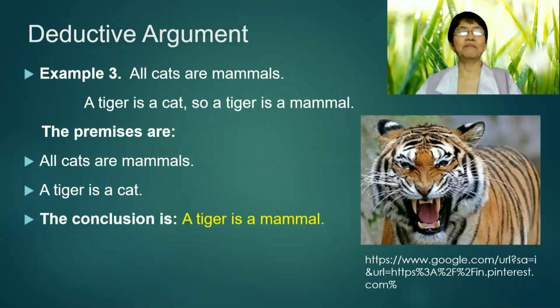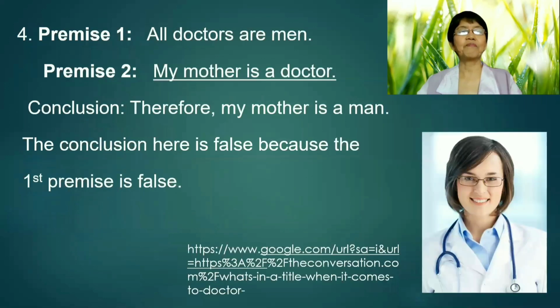Number 3 example. All cats are mammals. A tiger is a cat, so a tiger is a mammal. The premises are, all cats are mammals. A tiger is a cat, and the conclusion is, a tiger is a mammal. Number 4. Premise 1, all doctors are men. Premise 2, my mother is a doctor. Conclusion, therefore, my mother is a man. The conclusion here is false because the first premise is false.